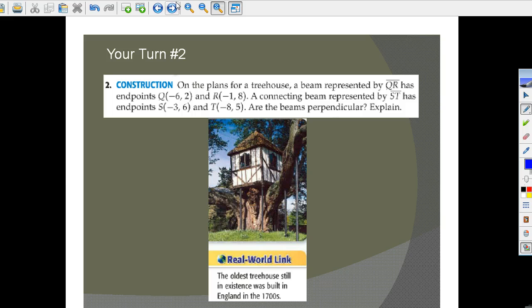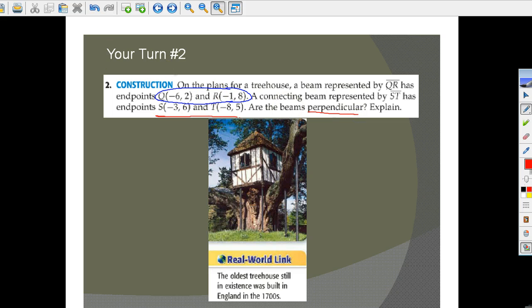Alright, so here's your turn number 2. Construction. On the plans for a tree house, a beam represented by QR has endpoints Q and R. A connecting beam represented by ST has endpoints. Are the beams perpendicular? So you're going to find the slope for QR, and then you're going to find the slope for ST. And then if they are opposite reciprocals, then they will be perpendicular.